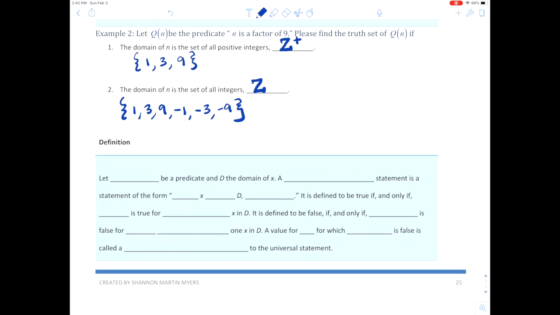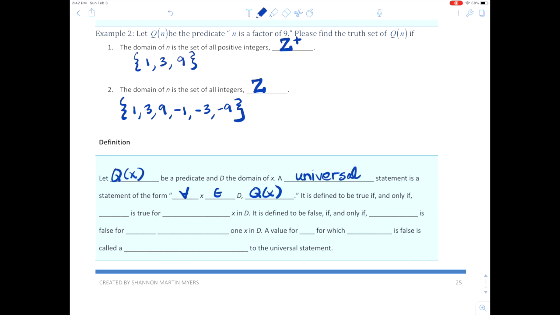All right. So definition. Let Q of X be a predicate and D the domain of X. A universal statement is a statement of the form: for any or for all X that belongs to the domain, Q of X.